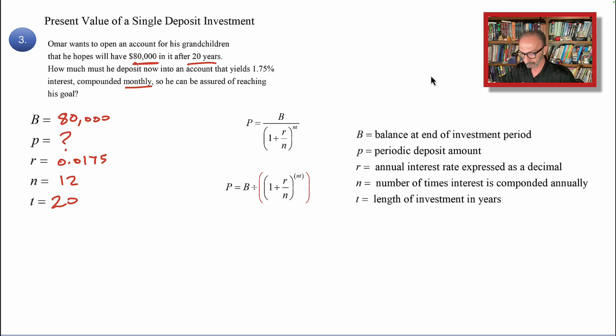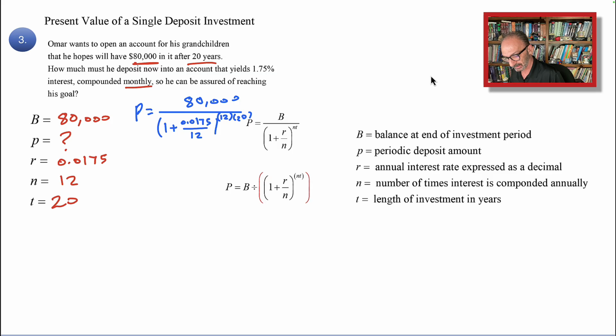So we have P equals $80,000. Let's put the fraction here and try to squeeze everything. $80,000 over 1 plus 0.0175 over n, which is 12, to the power 12 times 20, and that should be on a calculator equals to about $56,389.42.